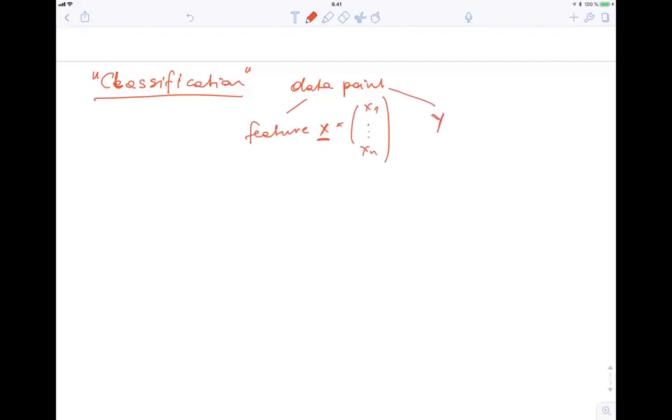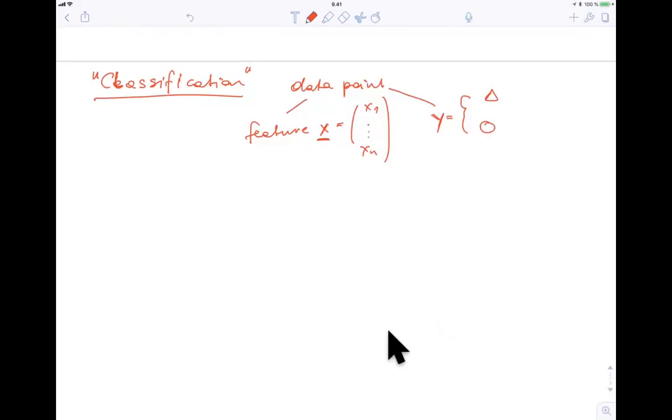But now the label is not a number, like the maximum daytime temperature, but it's just indicating one out of two possible states. So the label could be either 1 or -1, or we just need two different symbols. The label could be triangle or circle. So it's one value out of a set of two different values. We call this a binary classification problem.